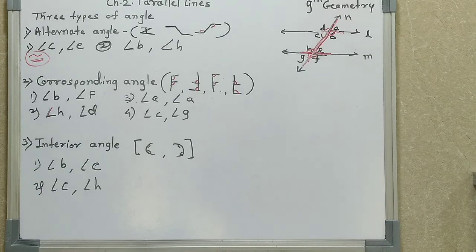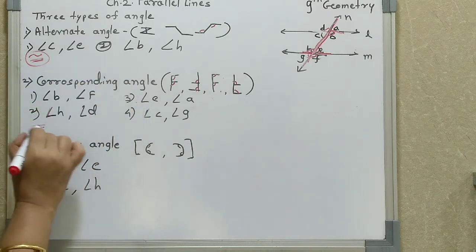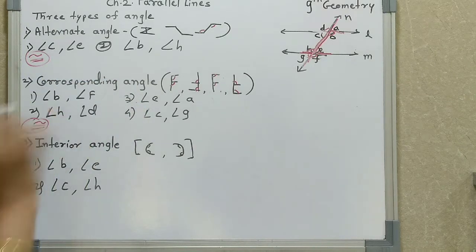What is the second theorem? When a transversal intersects two parallel lines, then corresponding angles are also congruent. So this is also congruent. This is the second theorem.